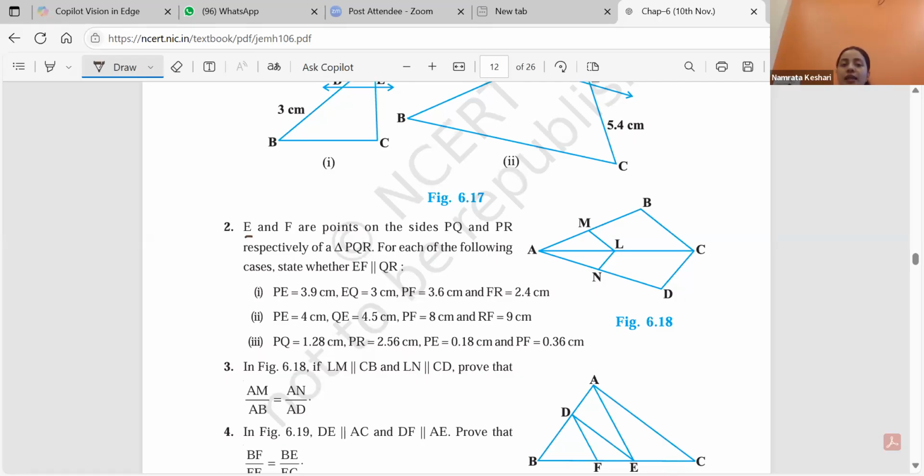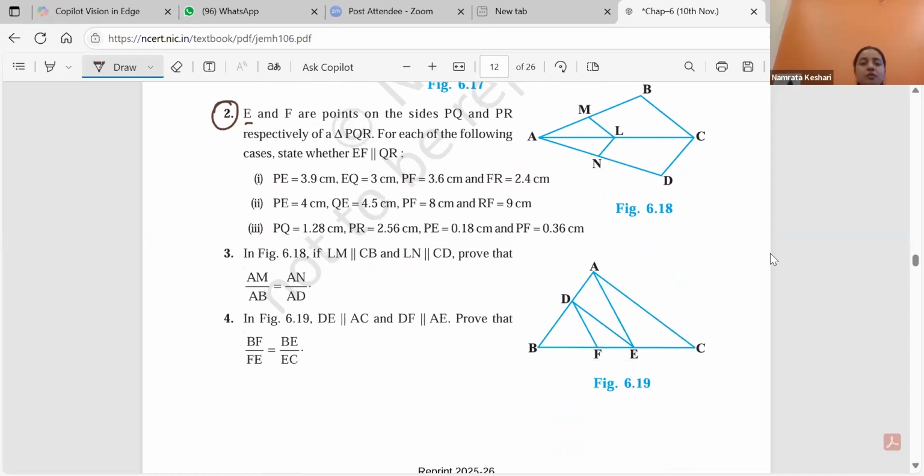Question number 2 says E and F are points on the sides PQ and PR. The figure is not given. We need to draw the figure. Last day we were doing this one, right? Question number 2 we were doing, and I told you that you need to check whether EF is parallel to QR or not by the converse of the basic proportionality theorem, right? We had already discussed question number 2, yes or no? Yes, ma'am. Okay, let's do question number 3.